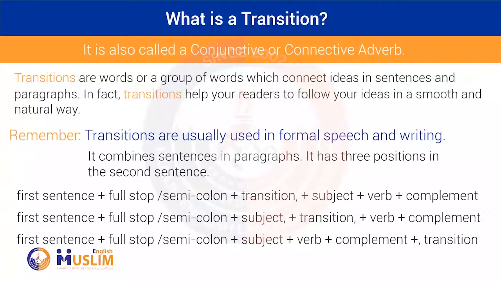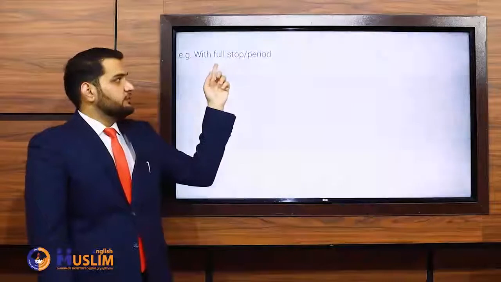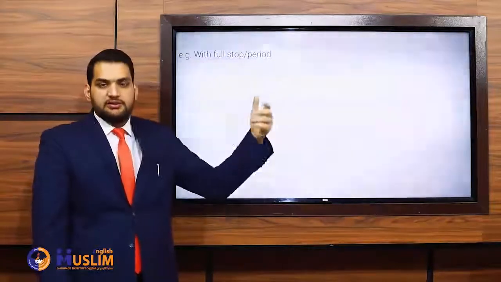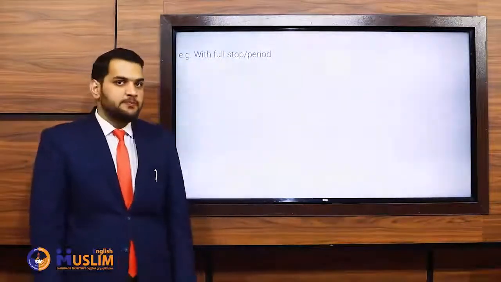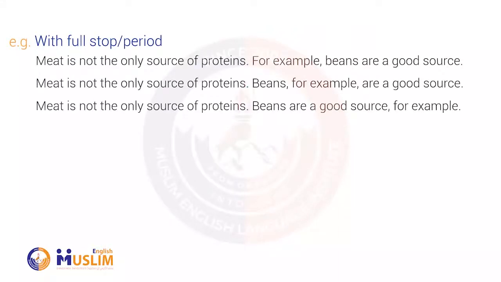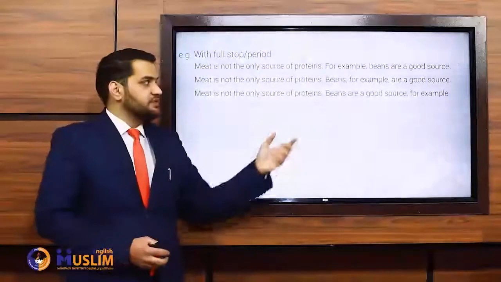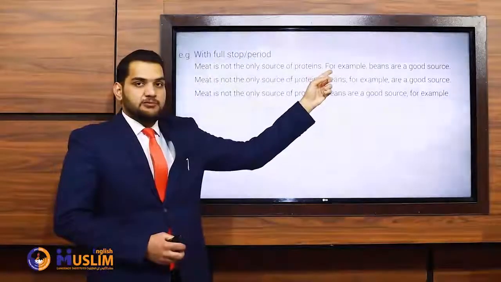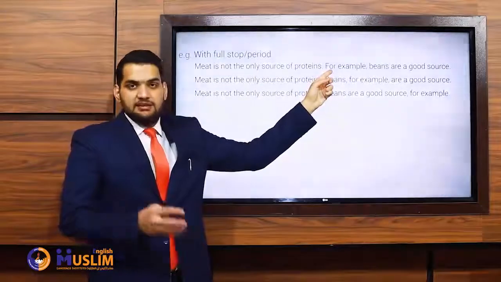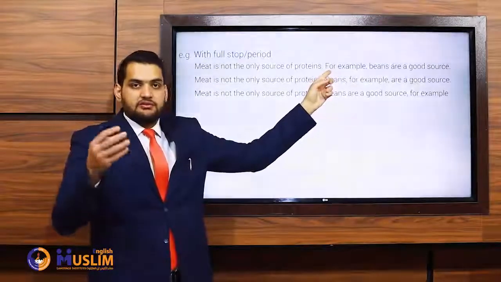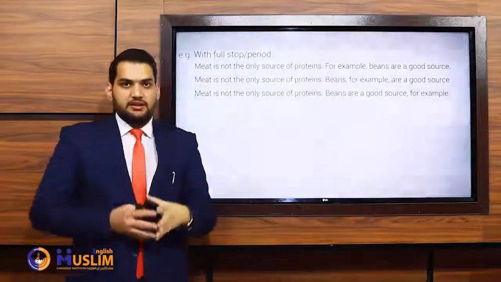Let's have some examples. First of all, with full stop or period. A full stop is also known as a period. Meat is not the only source of proteins. For example, beans are a good source. Now, in these two sentences, we have the transition, for example, and it's not a transitional word, it's a transitional phrase, because we have two words here.